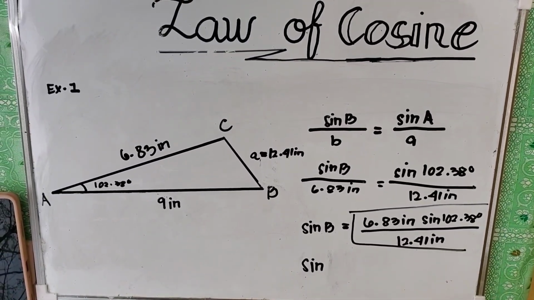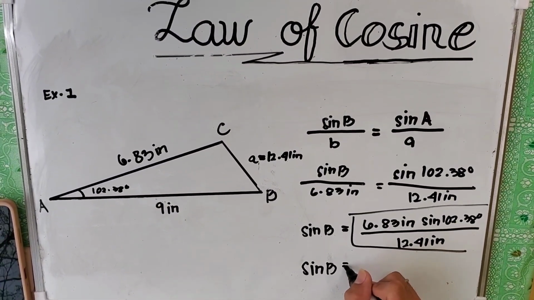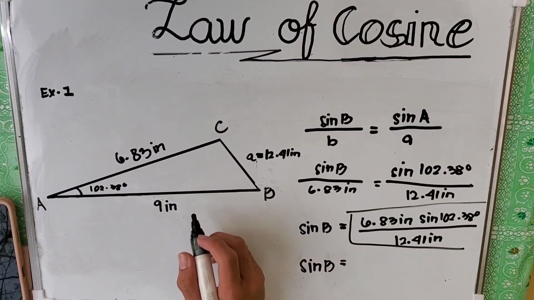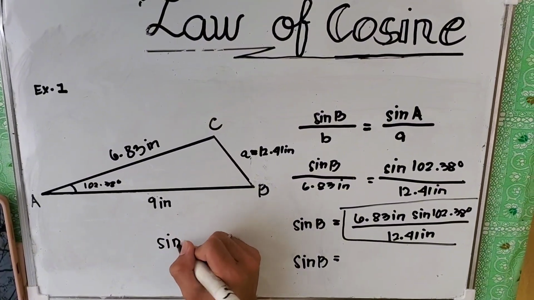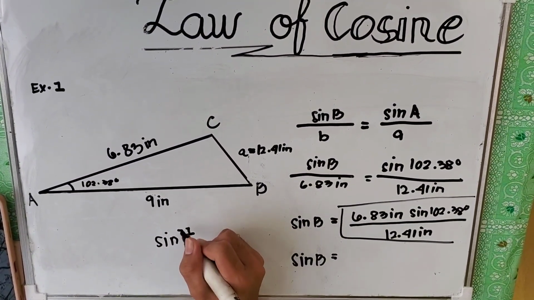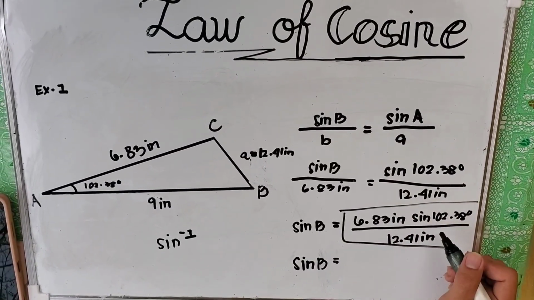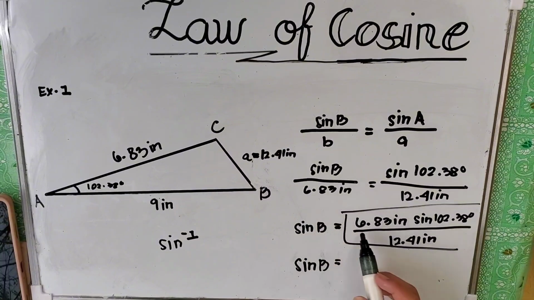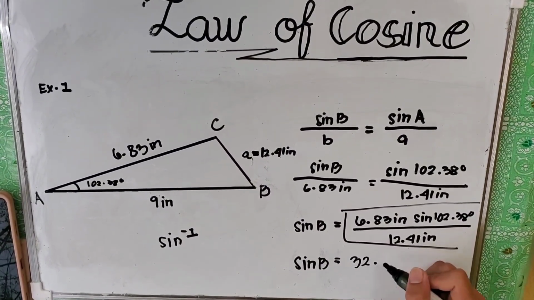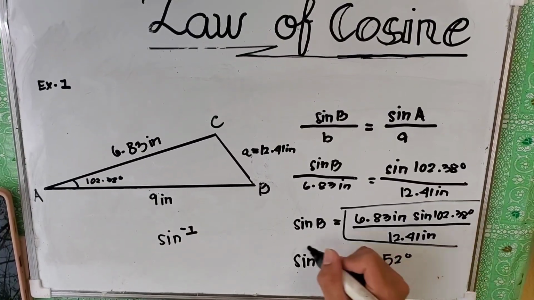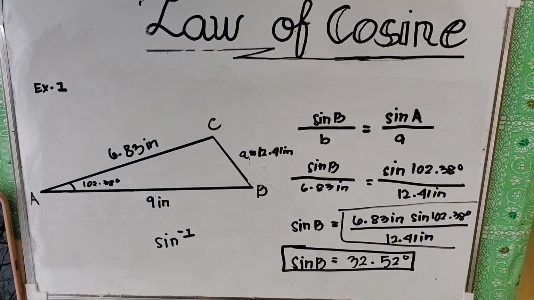If we put this equation in our calculator, we push shift and then the sine key, so we get sine inverse, and put this value inside that. Then we get the answer 32.52 degrees. And this is our value for angle B.